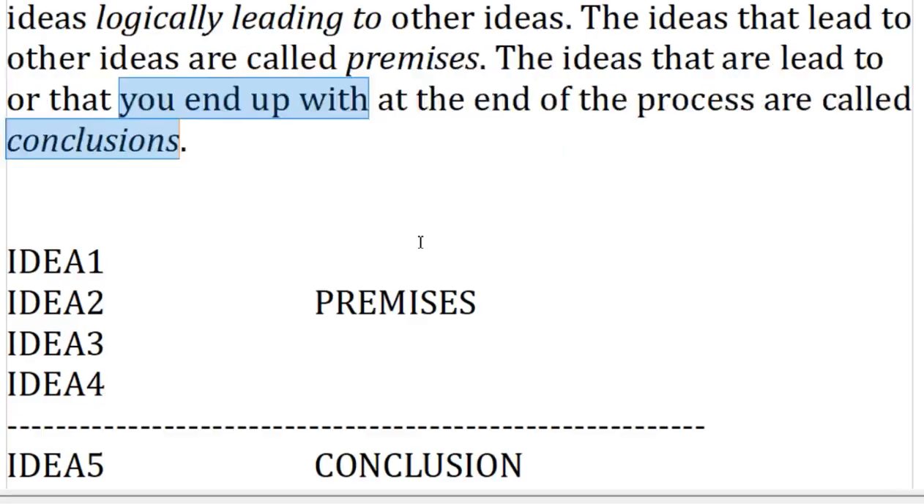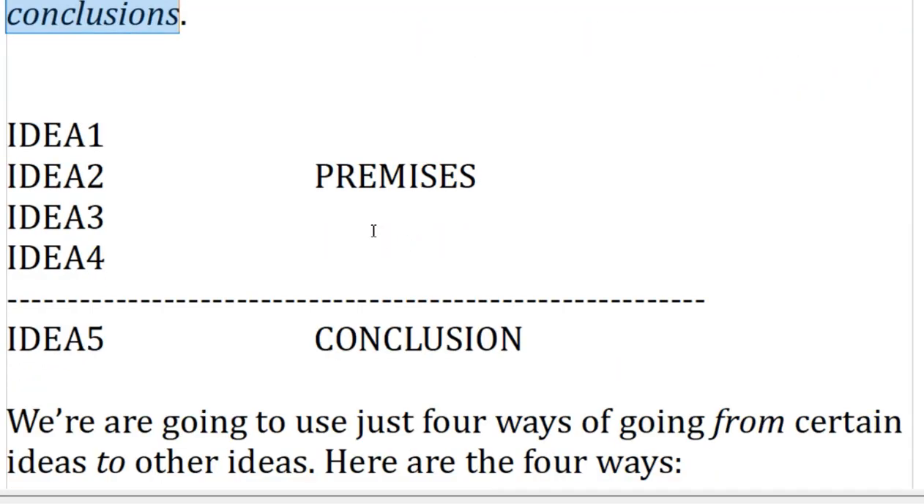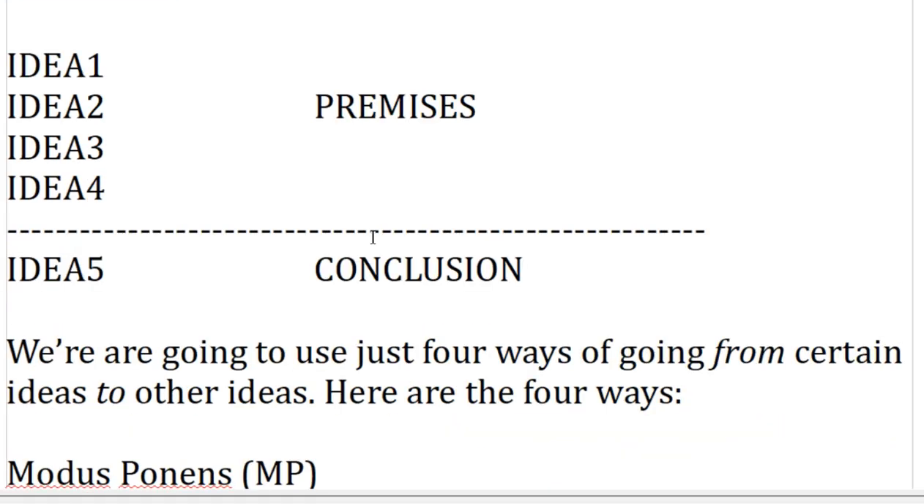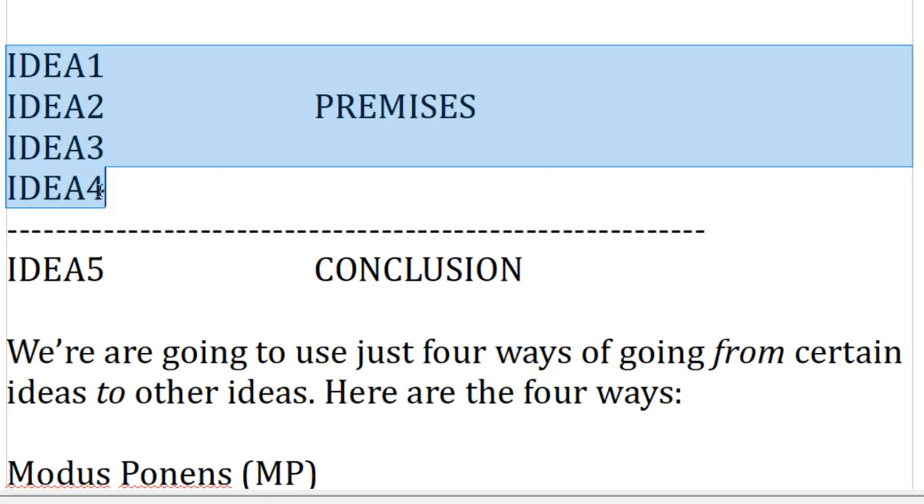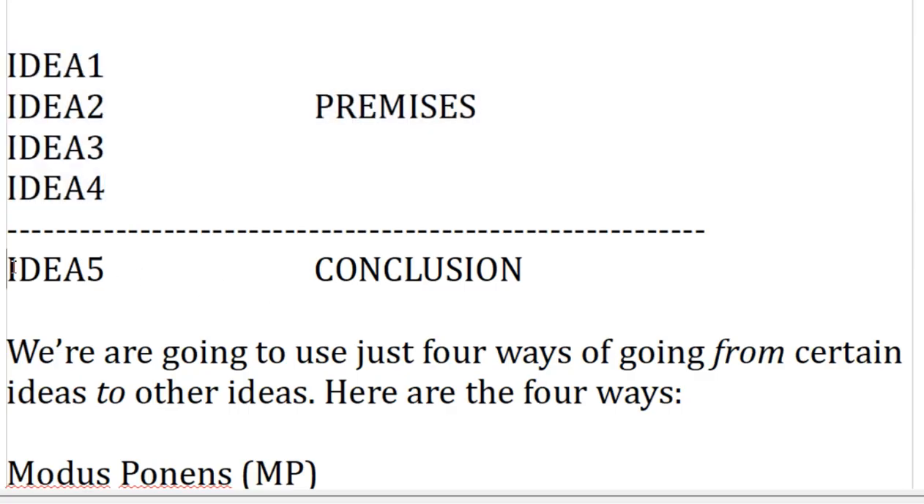Let's look at another image of the sort of thing that I have in mind. Here on the screen, you can see that you have several ideas, ideas 1 through 4. And what I'm saying in this image is that those ideas, ideas 1 through 4, are the premises of an argument. And what that means is that at least ideally, they should logically lead to idea number 5, the conclusion.